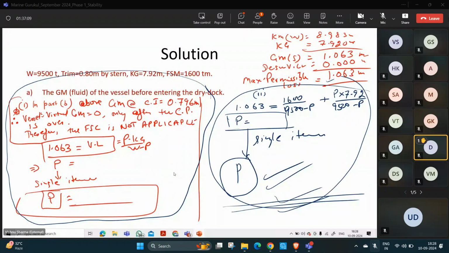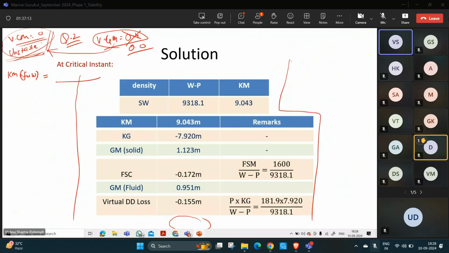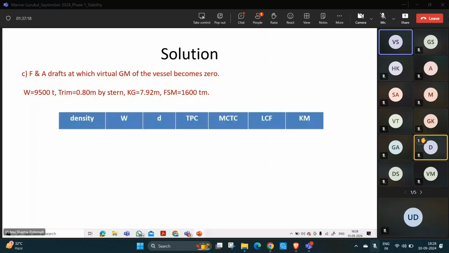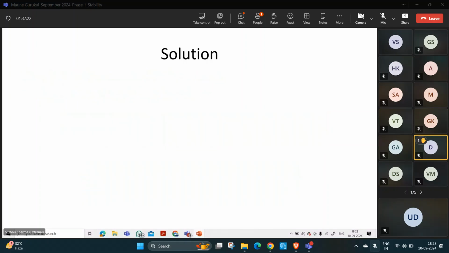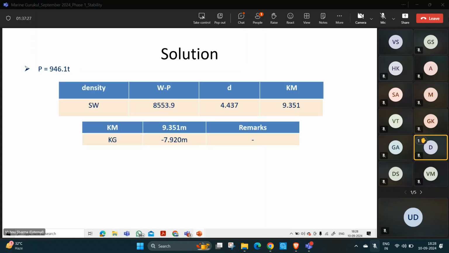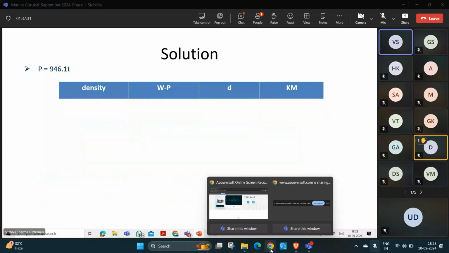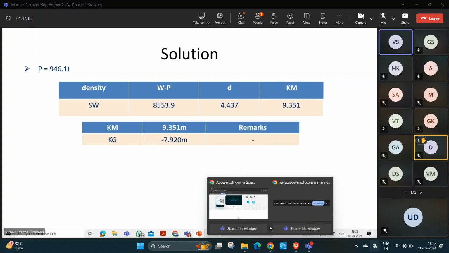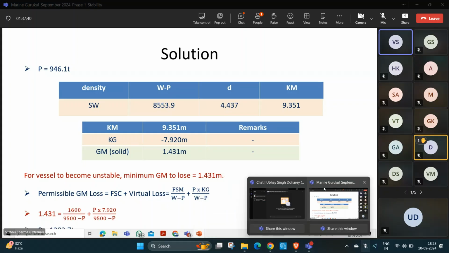Yes, sir. Okay. Now I'll show you the third part of the question. This we have already discussed. Now we go to the third part. Now we calculate P. So we got one P, this one P, beta, 946.1. I have used it with FSC. If you want to calculate, you can calculate the second P.